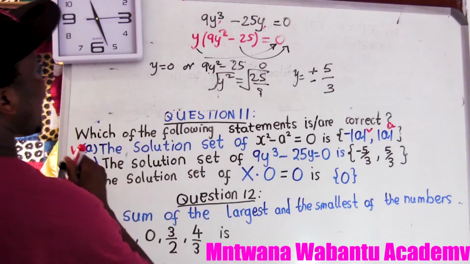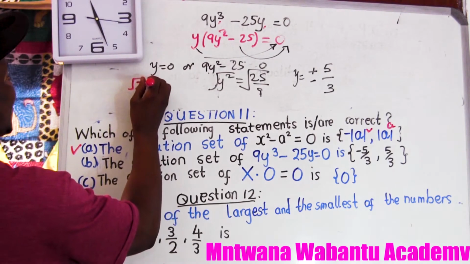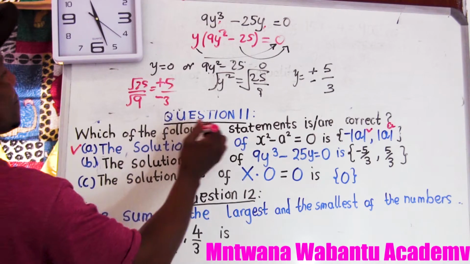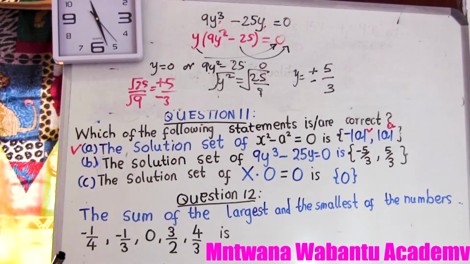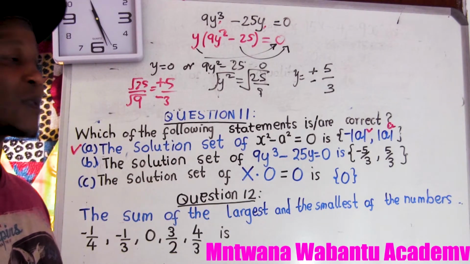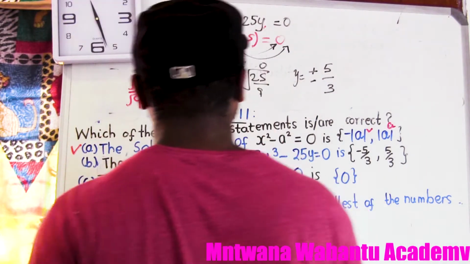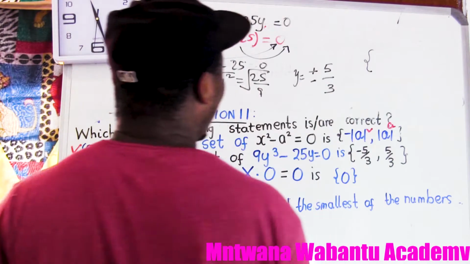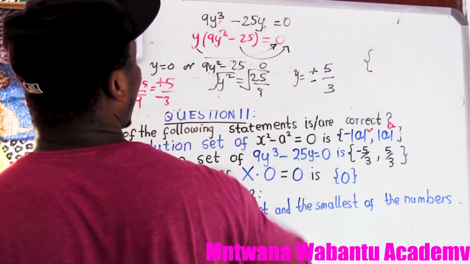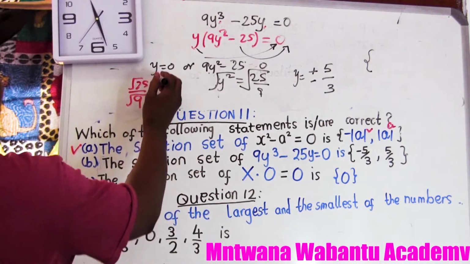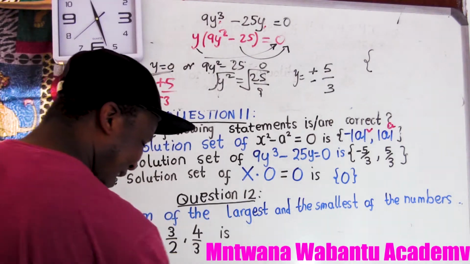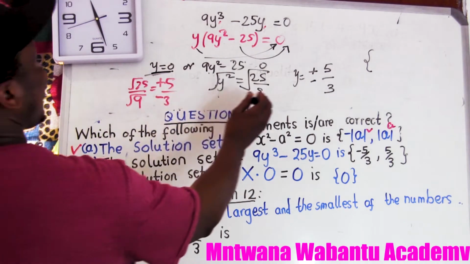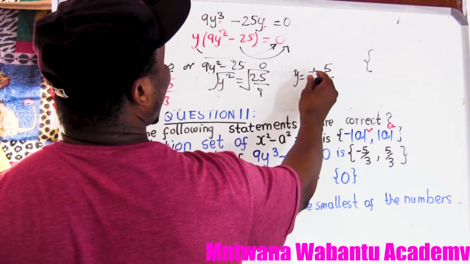You can even separate the square root of 25 and the square root of 9. This gives me 5 and this gives me 3, but plus or minus. So our solution set, because they asked for the solution set, is going to be, because there's a 0, we have a 0, and then we have negative 5 over 3, and then positive 5 over 3.